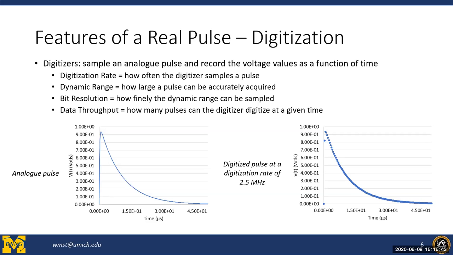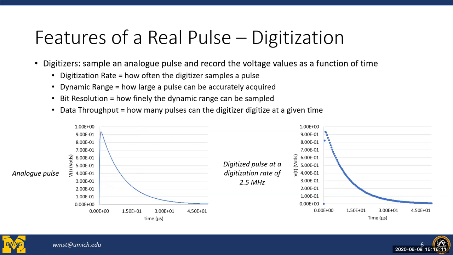But generally, this puts a cap on how large of a pulse can be acquired by a digitizer. For instance, typical digitizers can have a dynamic range from 0 to 0.5 volts, or up to many volts, up to like 2 or 4 volts. The bit resolution is then how finely that dynamic range can be sampled.